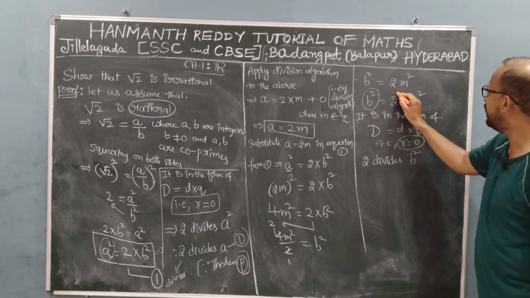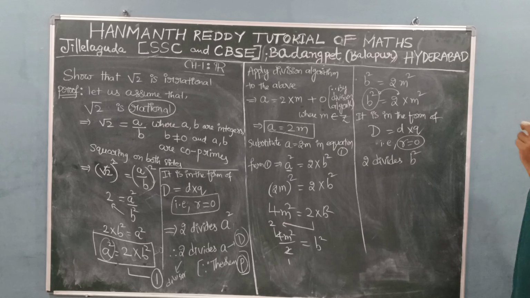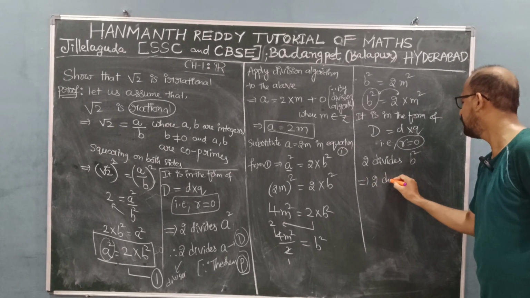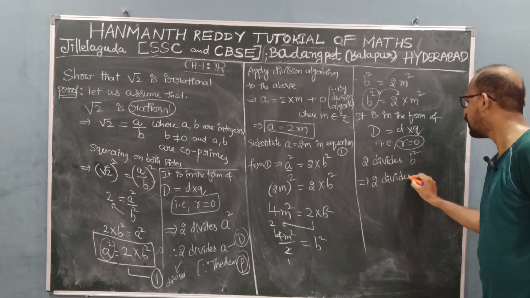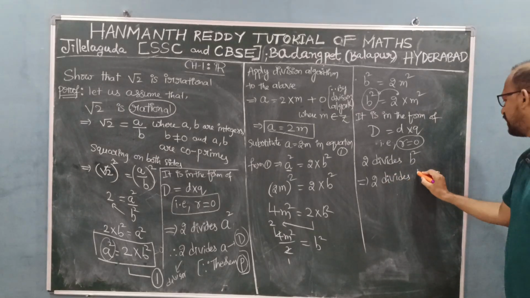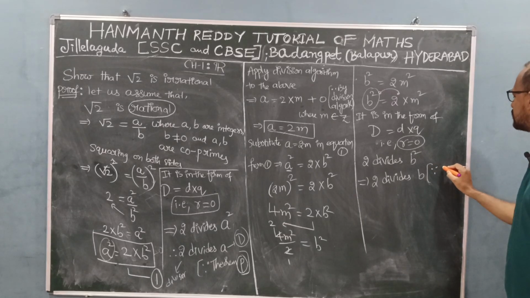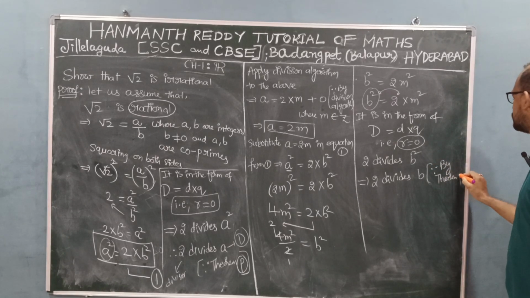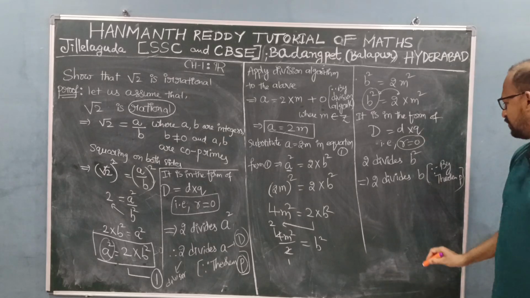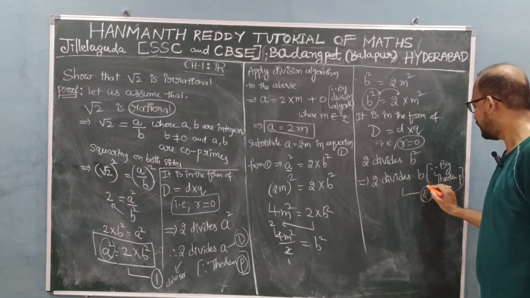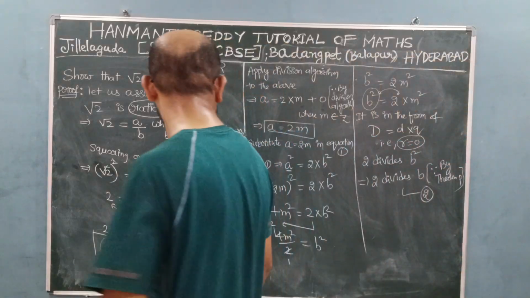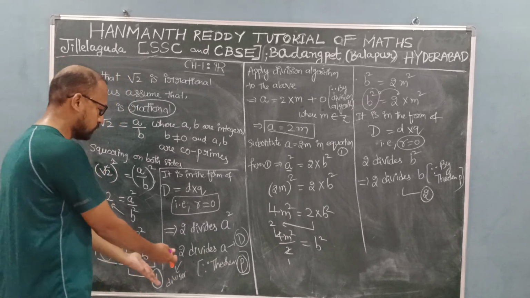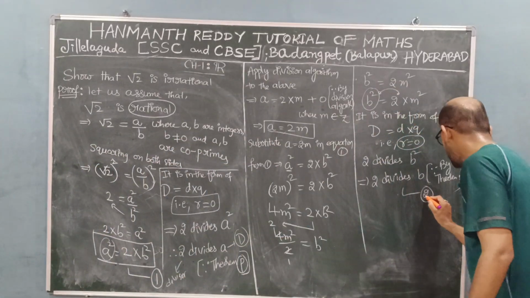Since the divisor is a factor of the dividend, that implies by theorem P, 2 divides b. Divides and factor are the same thing. How did this 2 divides b come? Since by theorem P. So this is condition number 2. Let us observe the earlier condition where 2 divides a. Let us take this as condition number 3.